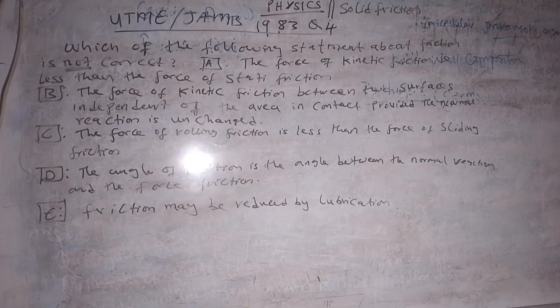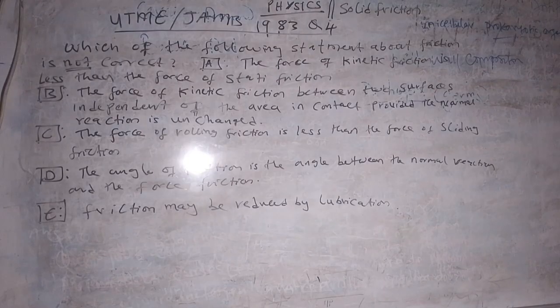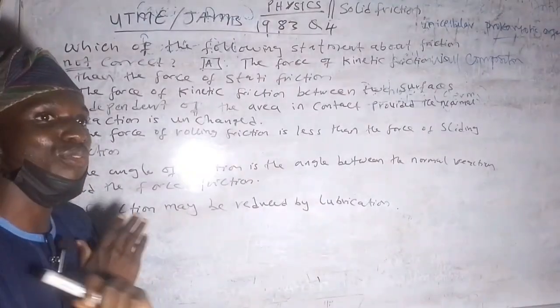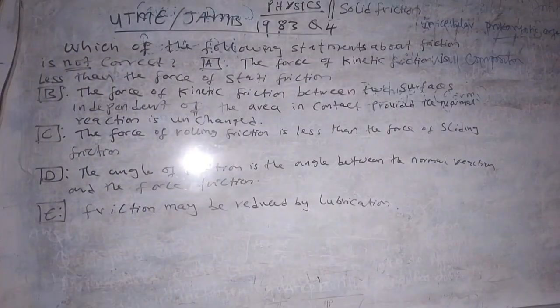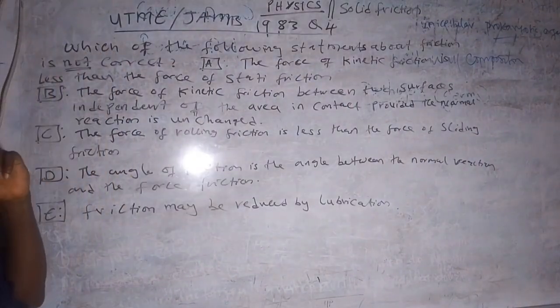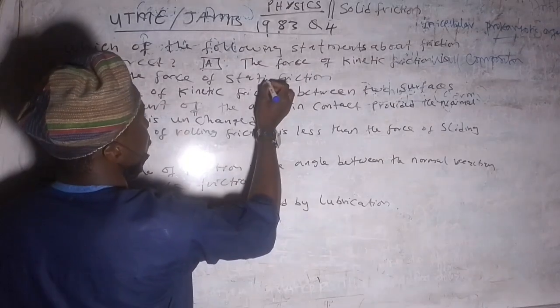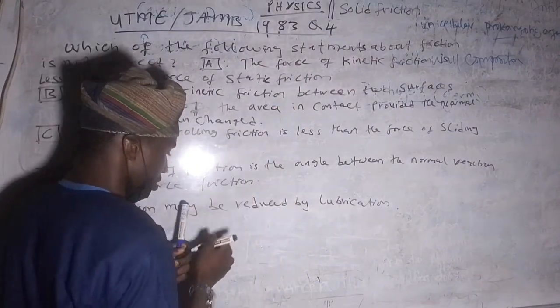So guys, moving on to the next question. We're having 1983 question number 4. It's still on friction, static and solid friction. Which of the following statements about friction is not correct? So we are looking for any statement that is not correct. Option A: the force of kinetic friction is less than the force of static friction.